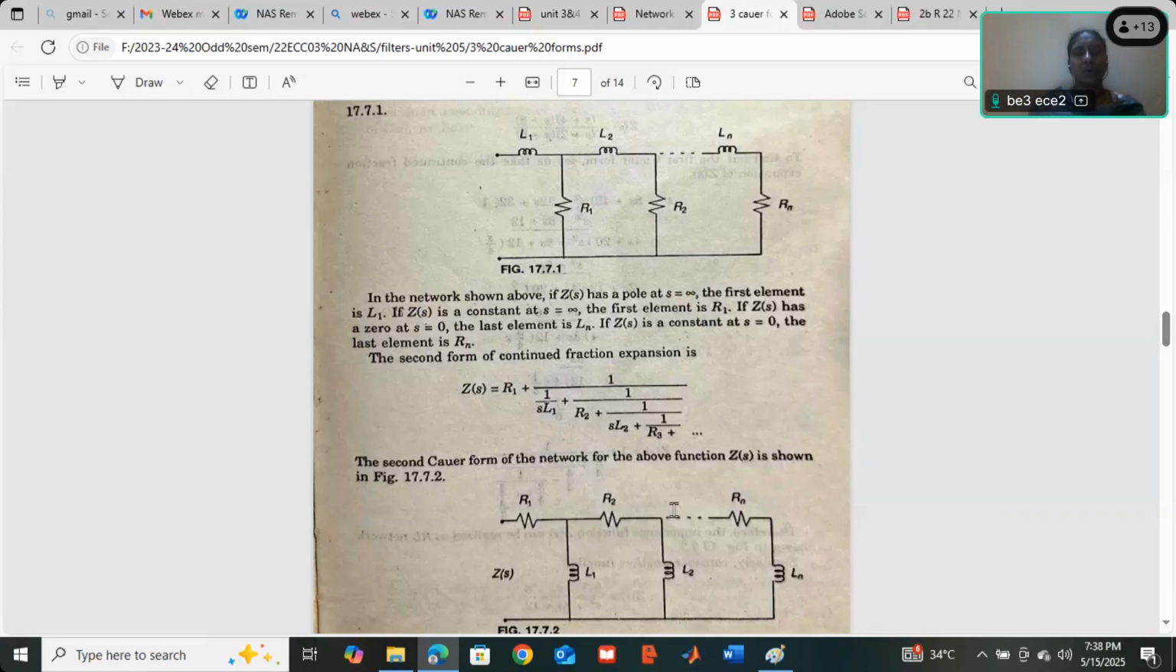And now in Cauer form 2, L will always be taken in the parallel branch only. So here in Cauer form 2, you can see L is taken in the parallel branch. In LC network also, in Cauer form 2, L is taken in the parallel branch, C is taken in the series branch. Here, R is taken in the series branch. Cauer form 2 means inductor in the parallel branch, if it is RL or LC network.